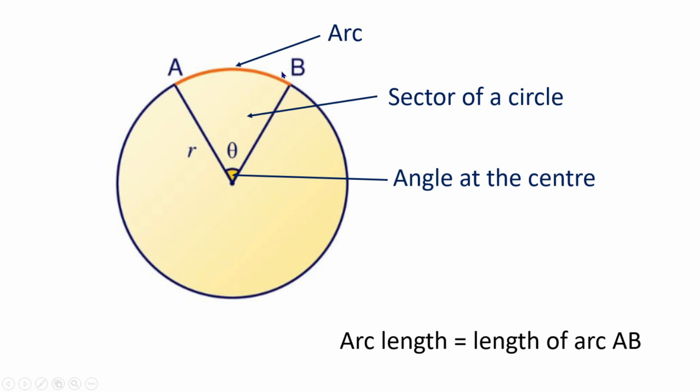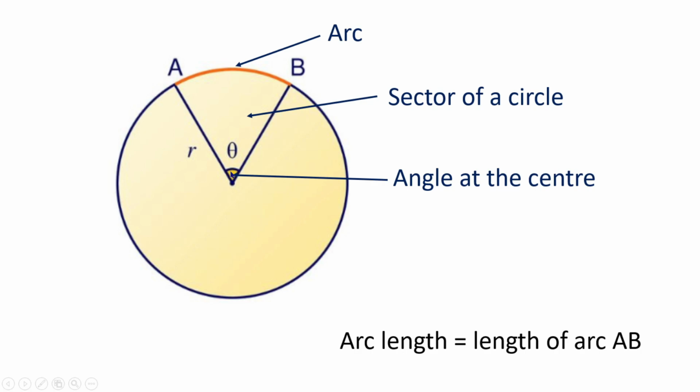What is an arc? Arc is any part of a circle. Like in this figure, AB is an arc. Or even this is an arc. And not only this, even this is an arc. And the arc length is the length of this arc AB.